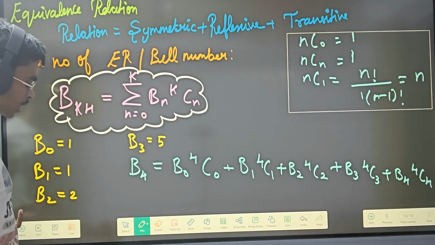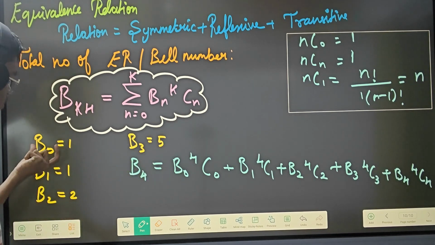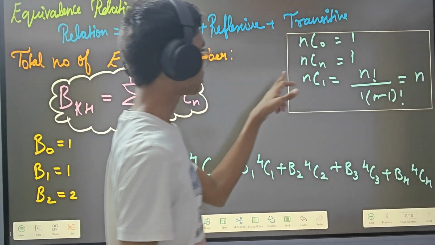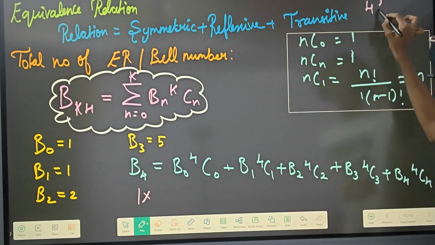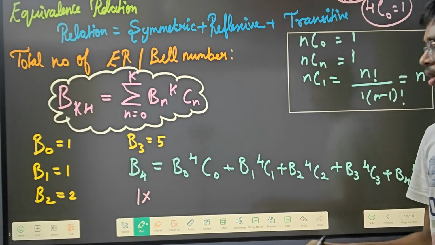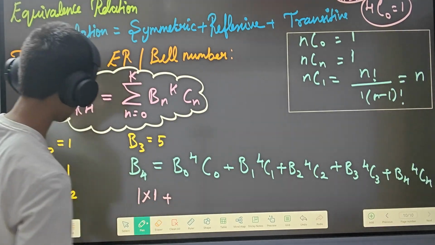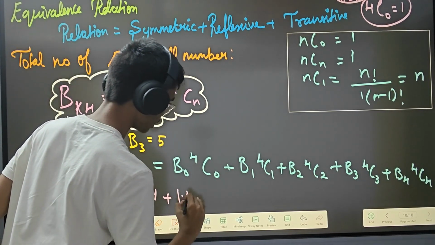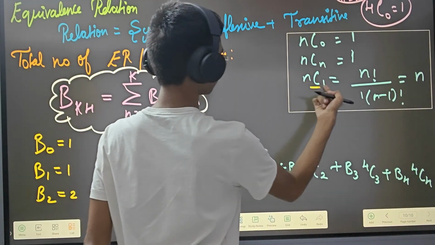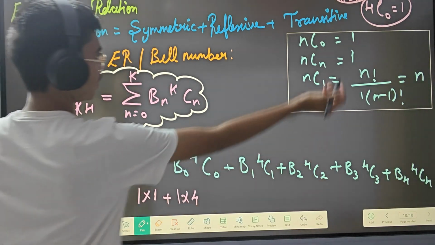Now we are going to substitute their values over here. I will use a different color. So what is B0? B0 is equal to 1, right? So 1 into, what is 4C0? Use this one. So 4C0 is equal to 1, because here n is equal to 4. So into 1. Plus what is B1? B1 is equal to 1, right? So 1 into 4C1. That means what? You can use this formula, which is equal to 4.